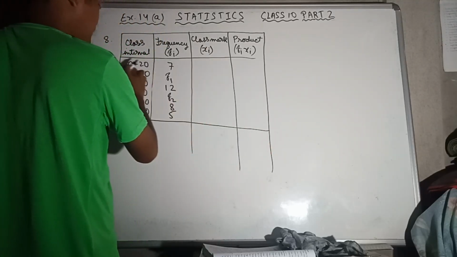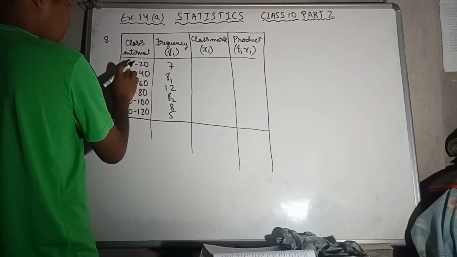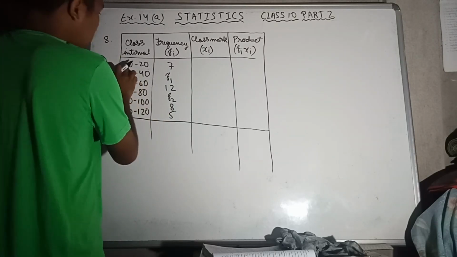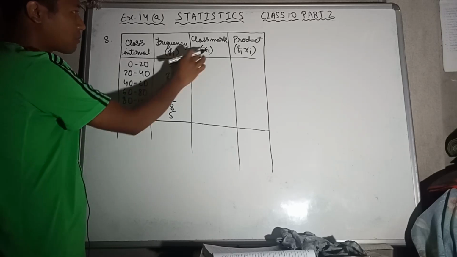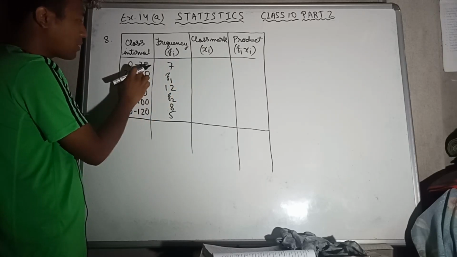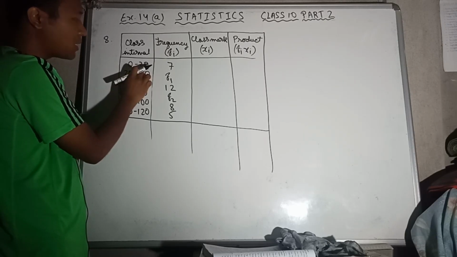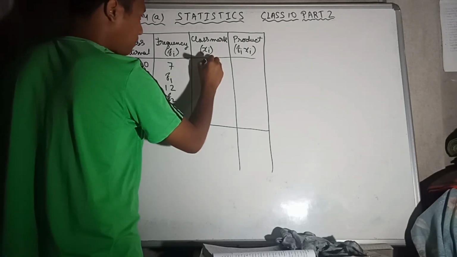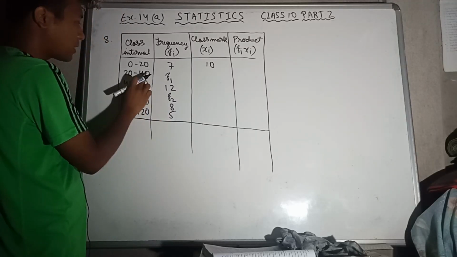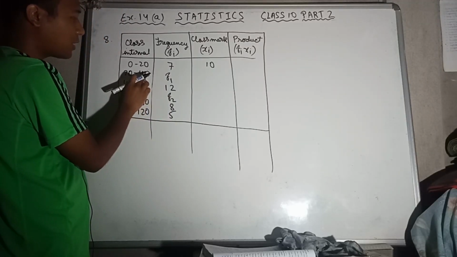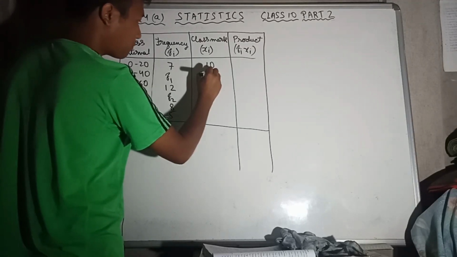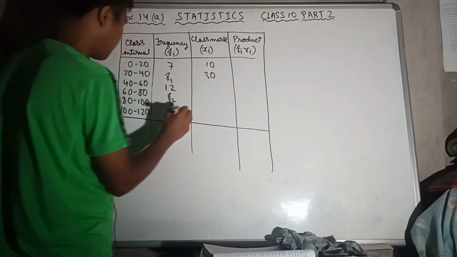Now the class mark. Class mark is lower limit plus upper limit divided by 2. Lower limit is 0, upper limit 20. 0 plus 20 is 20. 20 divided by 2 is 10. 20 plus 40 is 60. 60 divided by 2 is 30.